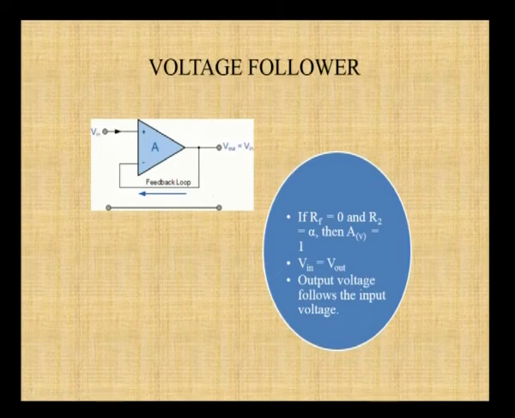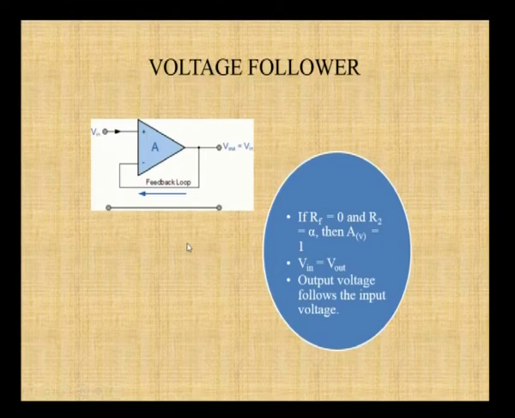So it is a unity gain feedback circuit, and it has high input impedance. Also the non-inverting amplifier has high input impedance, since the signal is given to the positive terminal directly. So the input impedance is the impedance of the circuit in the case of the voltage follower also.